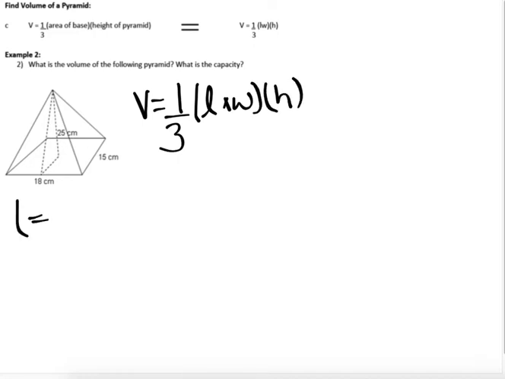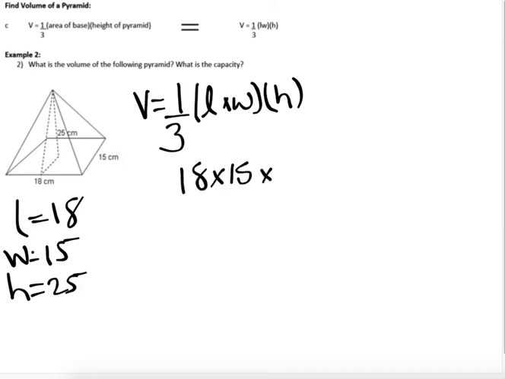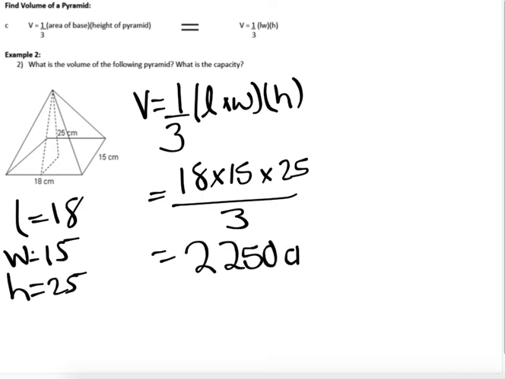So our volume is going to be equal to 1/3 my area of my base, which was length times width. And then I'm going to multiply that by my height. So I can now take my length is equal to 18, my width is equal to 15, and my height is equal to 25. I can plug those in. So I have 18 times 15 times 25, all divided by 3. And when I type this into my calculator, I get 2,250 centimeters cubed.